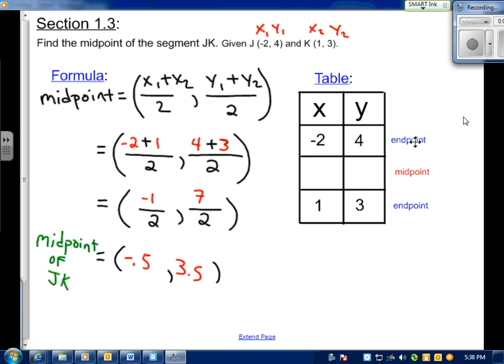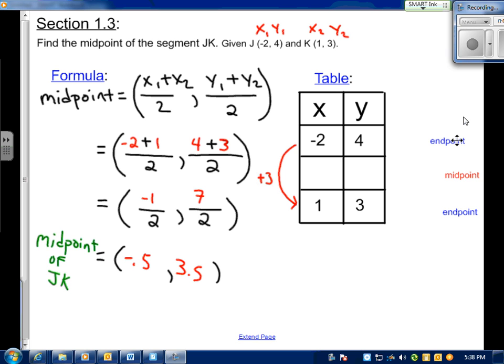Now if you look, we're finding the midpoint, the middle point between the two endpoints. So we're actually going to give ourselves a little room to work here. And the first thing I'm going to look at is what is the difference between negative 2 and 1. So what's the difference between the endpoints? Well, they're 3 units away. If I go from negative 2, I move up 3 units to 1.